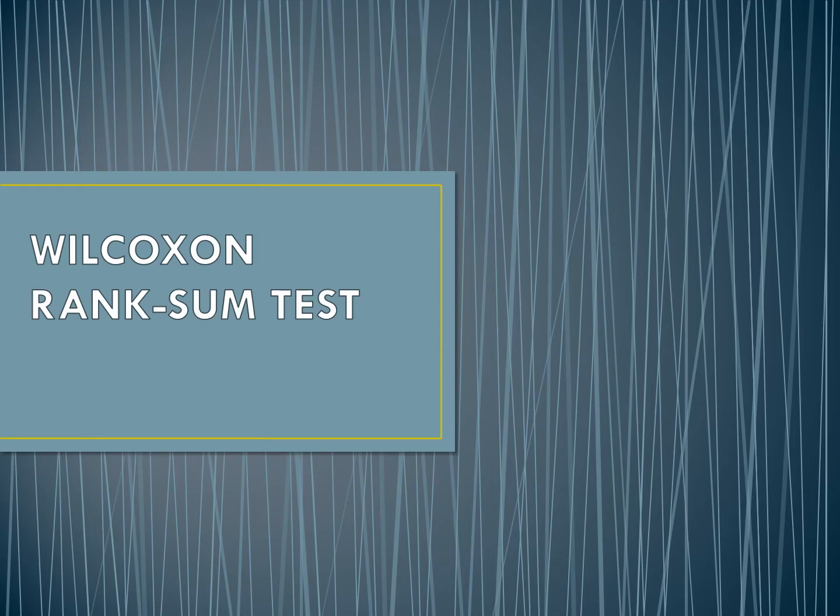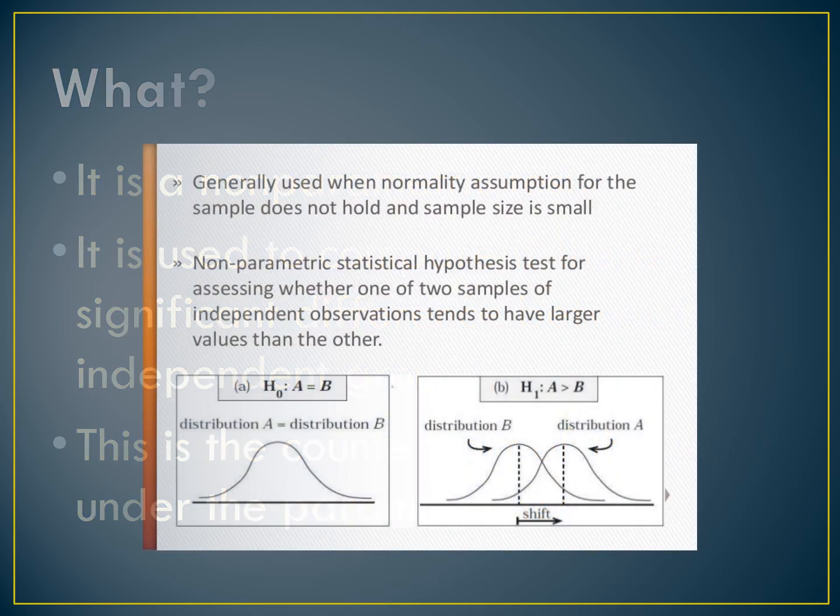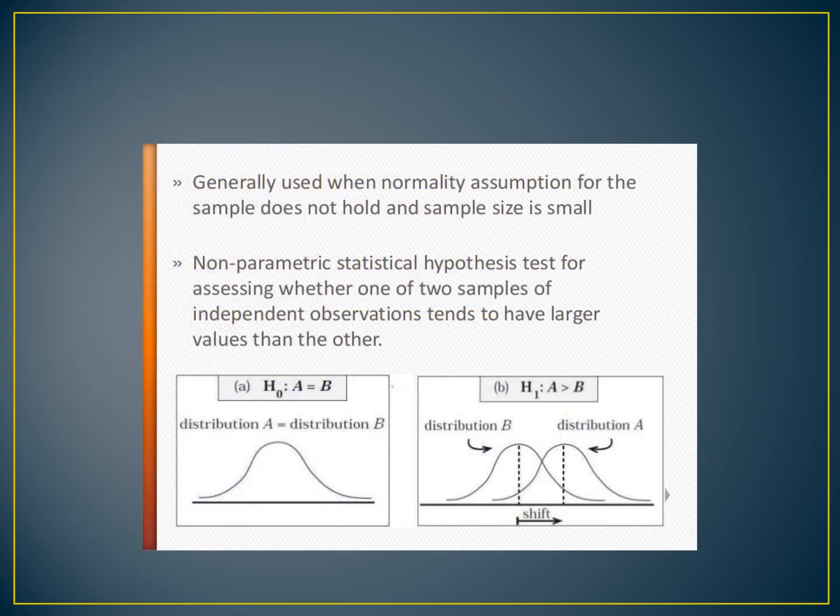Wilcoxon rank sum test. What is the Wilcoxon rank sum test? It is a non-parametric test and is used to compare if there is a significant difference between two independent groups. This is the counterpart of the t-test under the parametric test. Generally used when the normality assumption for the sample does not hold and the sample size is small.